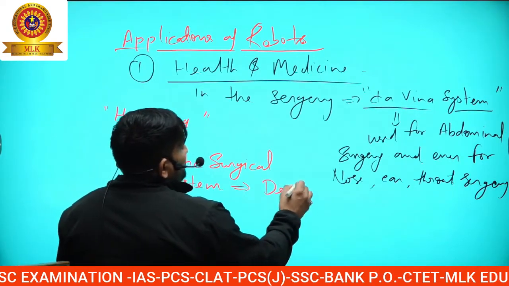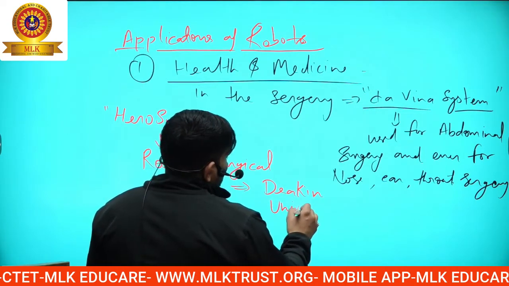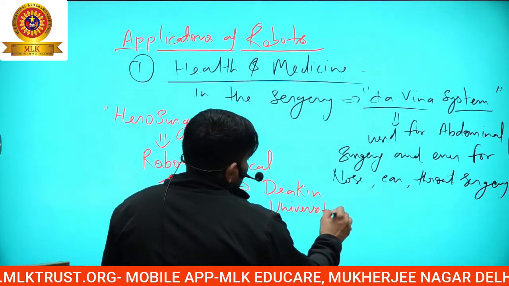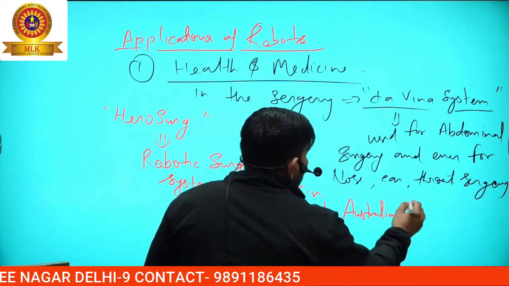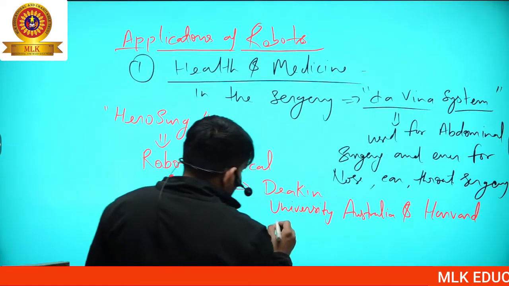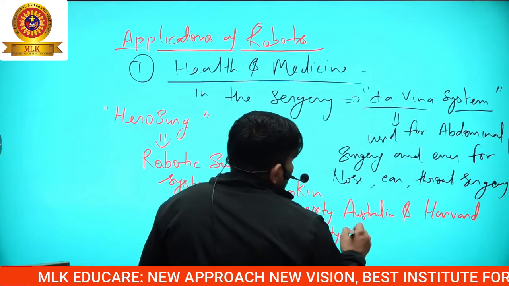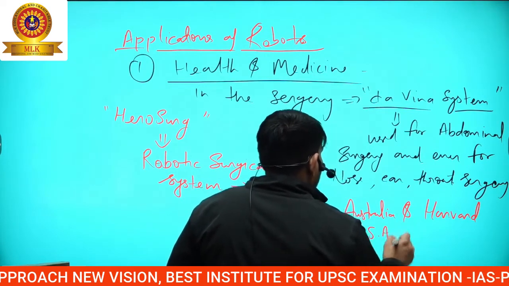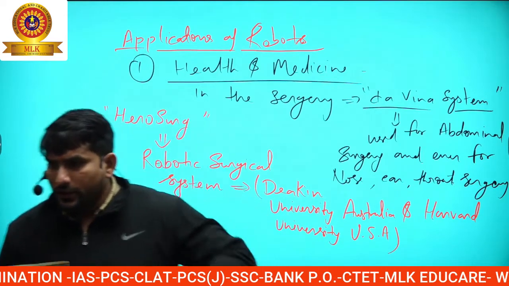कौन कौन सी यूनिवर्सिटी? डेकिन यूनिवर्सिटी, ऑस्ट्रेलिया, ओके, एंड हार्वर्ड यूनिवर्सिटी, यूएसए. Clear? Deakin University, Australia, and the Harvard University, USA.